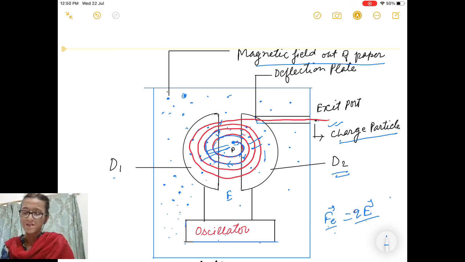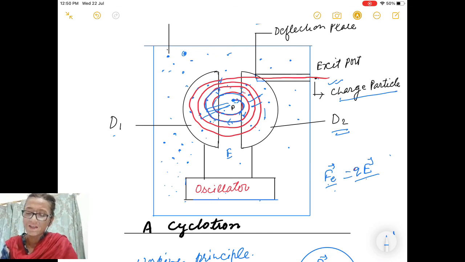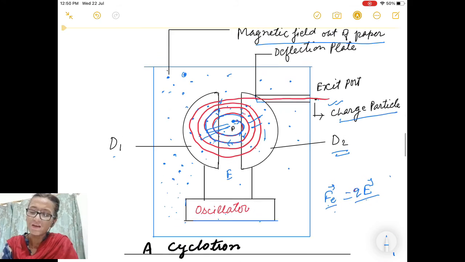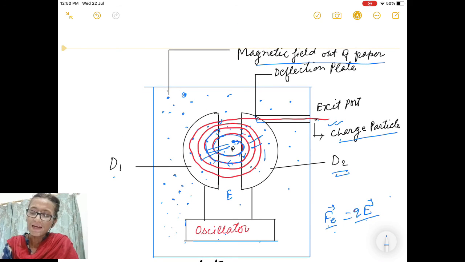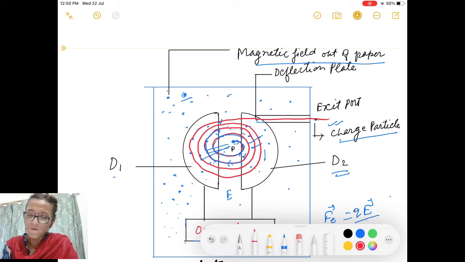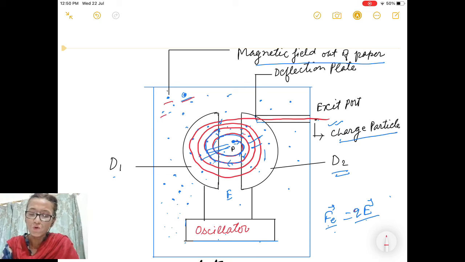Now how it works, let me discuss with the help of the diagram. Here you have crossed fields. The magnetic field is coming out of the plane of the paper. These blue dots are used to show the magnetic field. And in this magnetic field you have two D-shaped containers. As these are D-shaped, they are called D1 and D2. They are two in number.